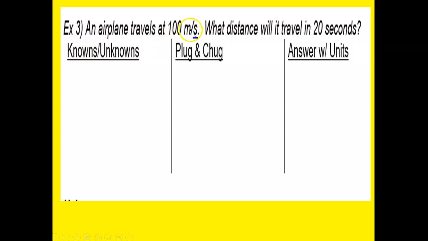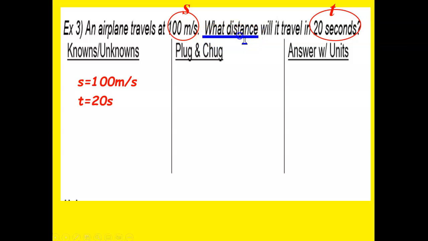All right, last problem. An airplane travels at 100 meters per second. Again, 100 meters per second is speed. Then it says, what is the distance traveled in 20 seconds? 20 seconds is time. Again, I list that out. Then the question says, what distance? So that's what I'm solving for.